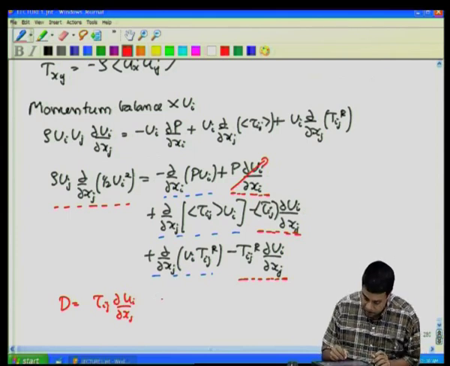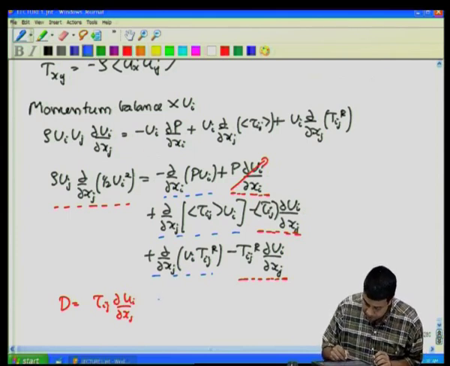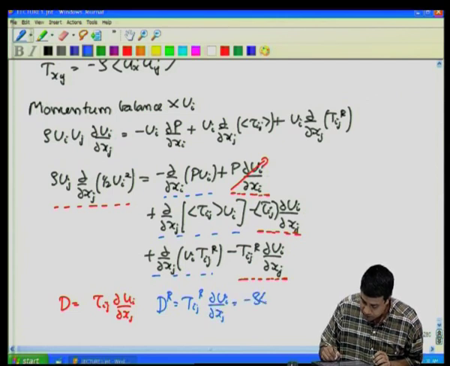terms. So, this dissipation due to the Reynolds stress term is equal to T_ij Reynolds, partial u_i by partial x_j, which is equal to minus rho u_i prime u_j prime.